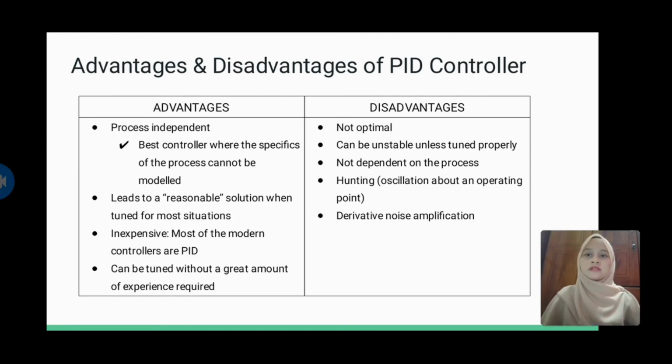The disadvantages are, first, it's not optimal. It can be unstable unless tuned properly. It's also not dependent on the process, and it can cause hunting, which is oscillation about the operating point, and also derivative noise amplification.